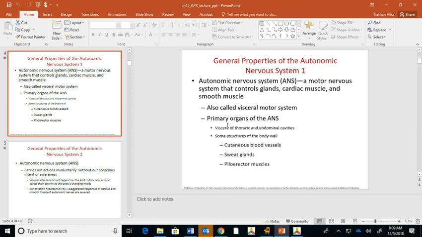Digestion. That's what the autonomic nervous system does.